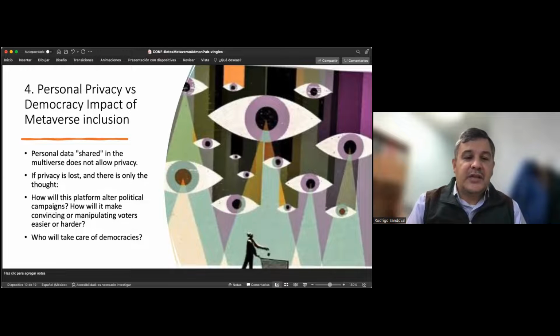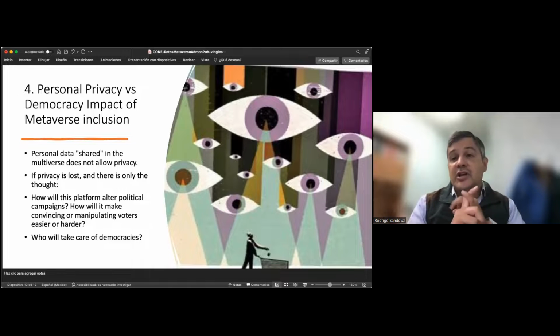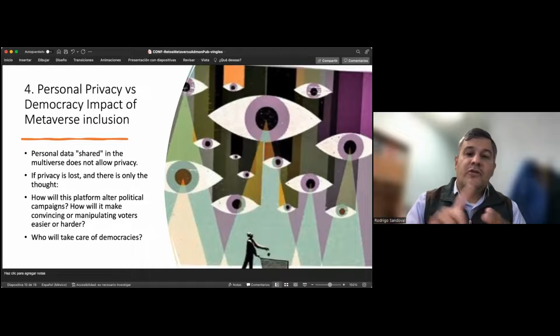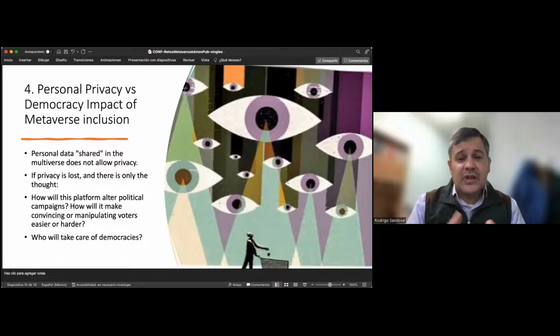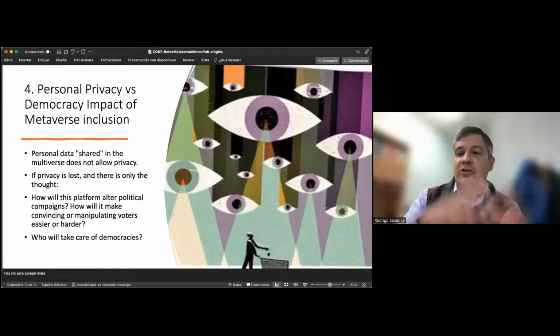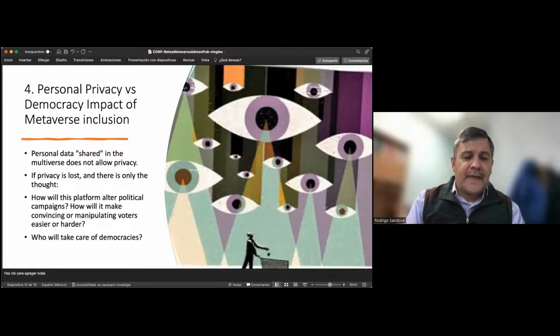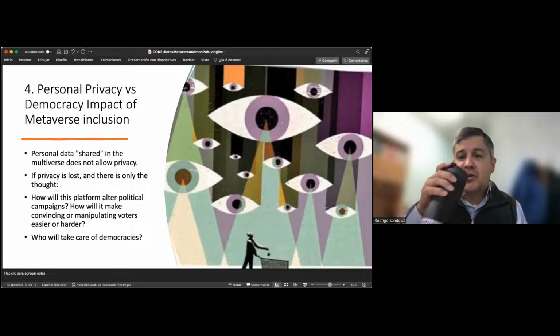Because the political campaigns are going to be aware of all our ideological predilections, ideas, points of view, free will, or free speech, because we are inside these platforms. And they can use this information to manipulate the voters in authoritarian regimes or any other ideological frame. So one of the problems is how can we deal with this metaverse inclusion and democracy?